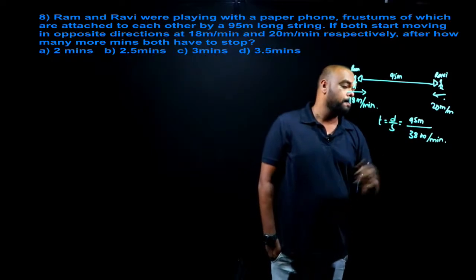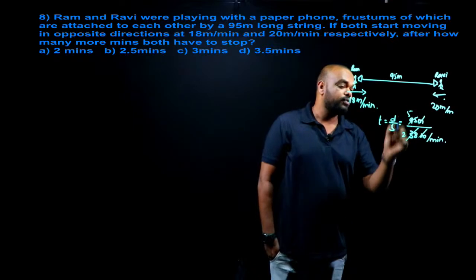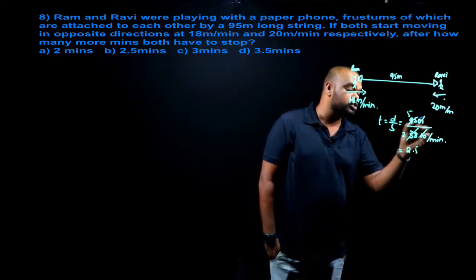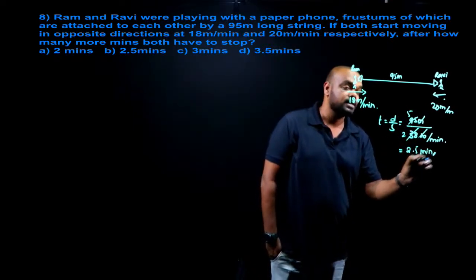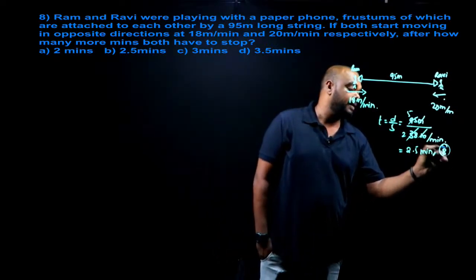38 means, okay, meter cancel. 19 into 2, 19 into 5. 5 by 2 will be 2.5. Minute goes to the numerator. My answer is 2.5 minutes. Check out, do we have the option? Option number B. That must be our answer.